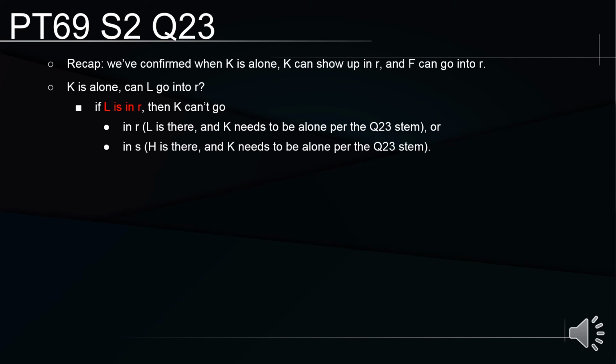It is also impossible for K to go into S because H is there, and again K needs to be alone because of question 23. So that leaves T as the only place that K can go.